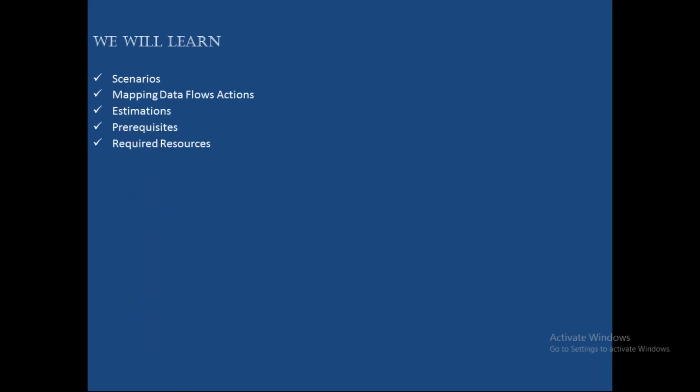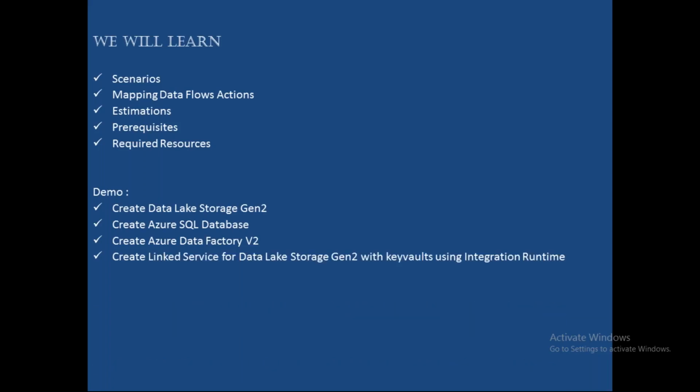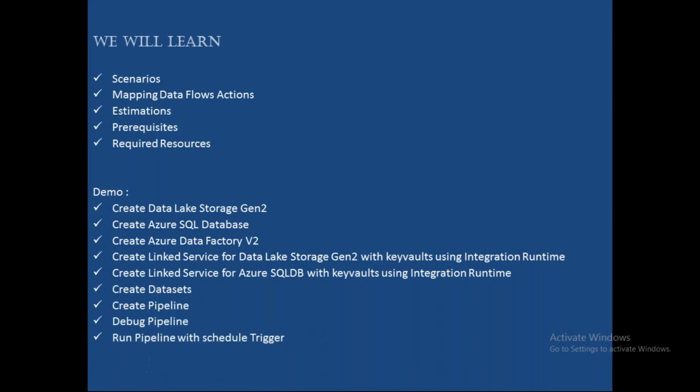In this session, we will learn scenarios, mapping data flow actions, estimations, prerequisites, and required resources. Anyhow, you know all these things. Then the demo. We will create Data Lake Storage Gen2, an Azure SQL database, and Azure Data Factory V2. These three services we need. Then we will create the linked service for Data Lake Storage Gen2 and the linked service for Azure SQL DB. Then we will create the dataset and pipeline, debug the pipeline, run the pipeline with a scheduled trigger, and monitor the pipeline. So we are going to do all these things.